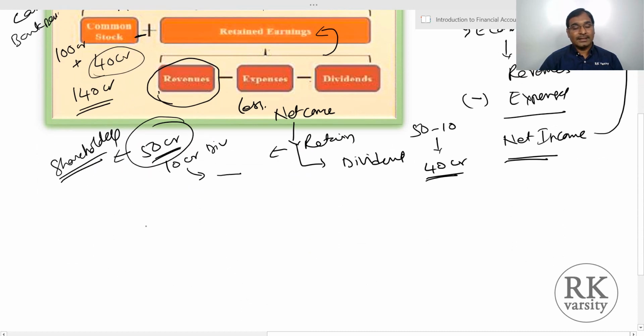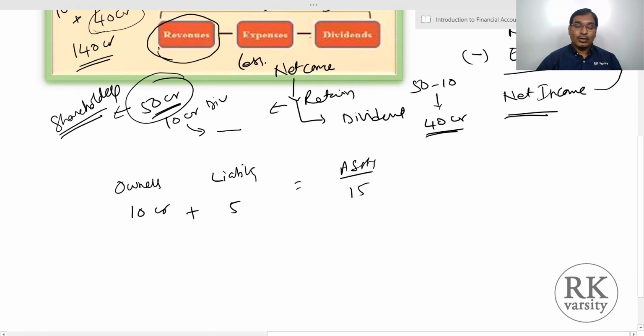Let us take an example. Suppose a company initially has owners contributing 10 crore and borrows a loan, that is a liability, of 5 crore, and this equals your assets of 15 crore. So 10 plus 5 is 15. During the financial year, the company earned a net income of 1 crore, and nothing has been paid to the equity holders in the form of a dividend. So this 1 crore is retained.